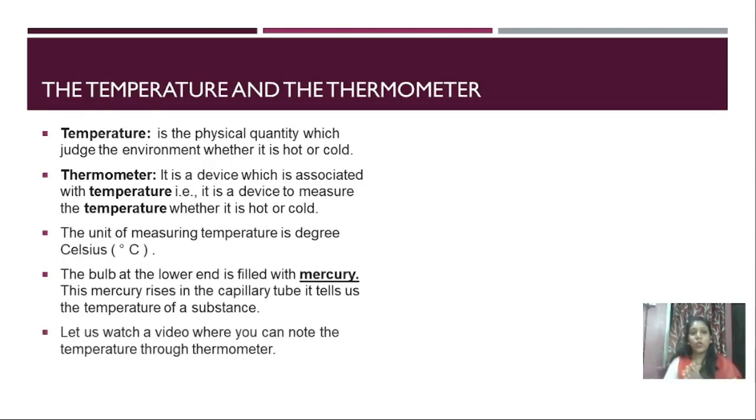Now let us watch a video where you can note down the temperature from the thermometer, and it will be a good exercise for you. So you can know how the thermometer readings are taken.